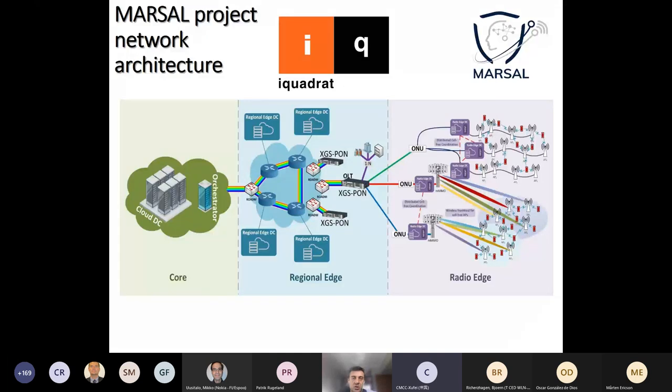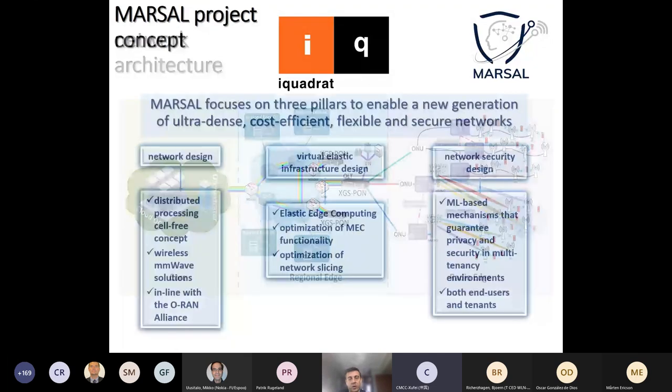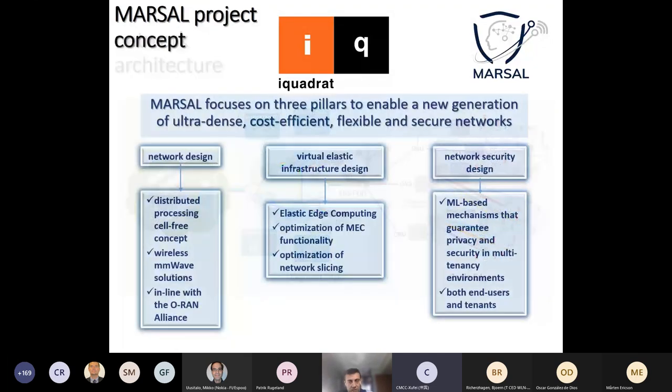We have divided our work into three different pillars. The first, which I'm going to focus on, is the network design, where we push cell-free networking towards the distributed processing cell-free concept. This is the first approach we consider at the radio edge. Also, we have wireless millimeter wave solutions, which are implemented and will be integrated with existing vRAN elements, while also being in line with the O-RAN Alliance.